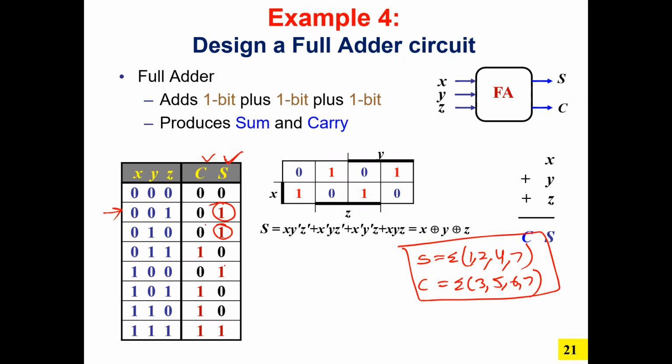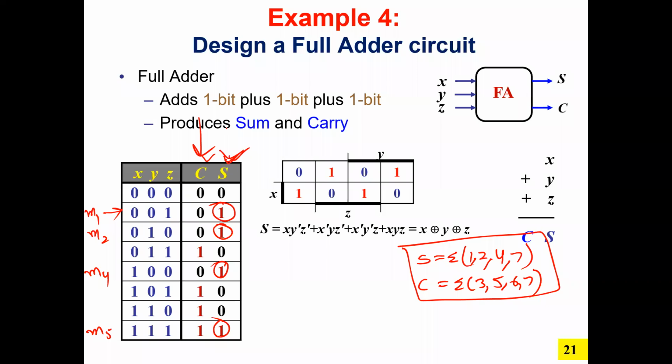Another one is here, another one is here, another one is here. What are the values? This one 0, 0, 1. This is minterm 1. This is minterm 2. This is minterm 4. This is minterm 5. So any one of them present, the output will be 1. This is what I said.